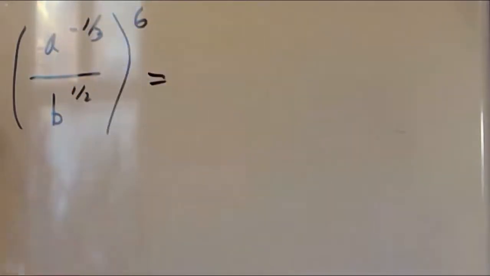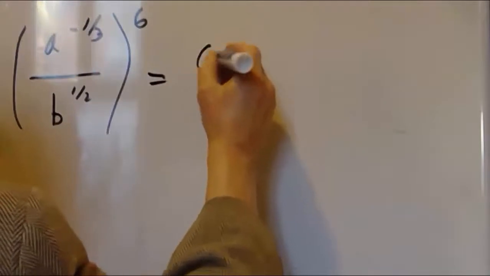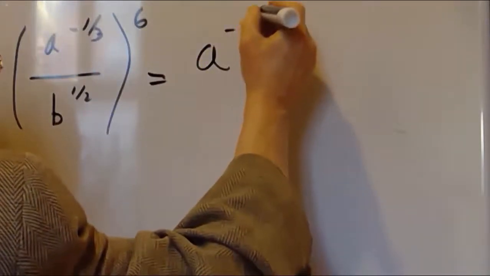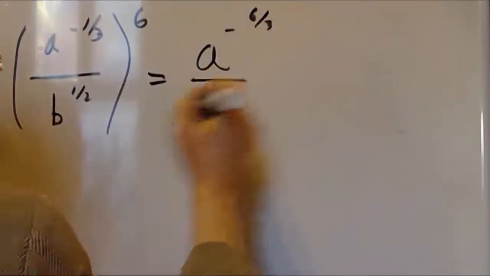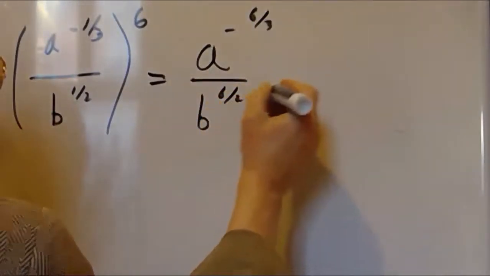So what I'm going to do is use the power rule to bring the 6 in. So I have a to the negative 6 over 3 on the top, and here I have b to the 6 over 2 on the bottom.